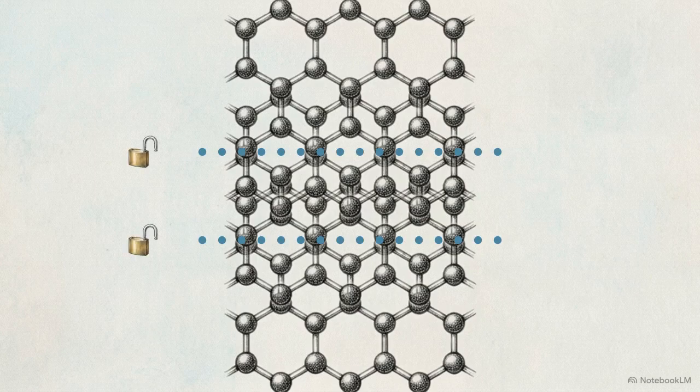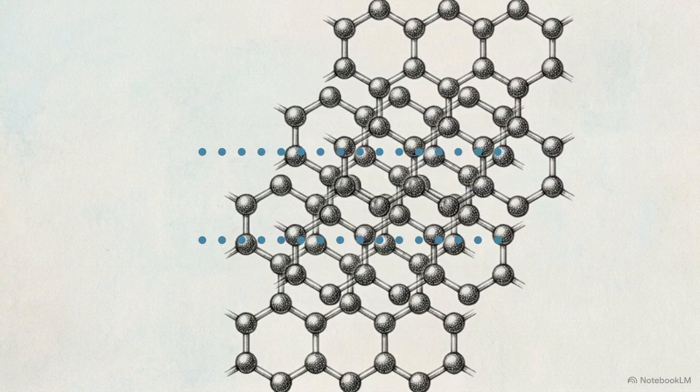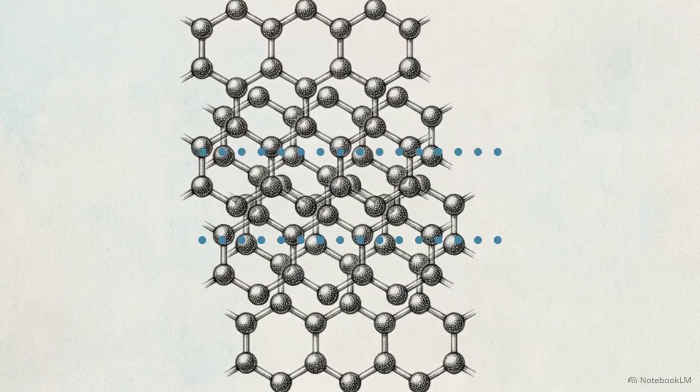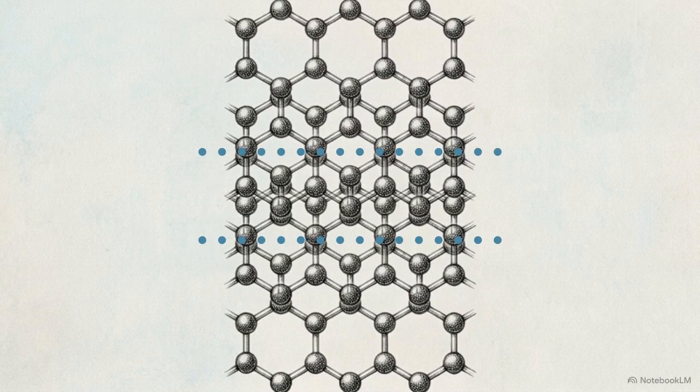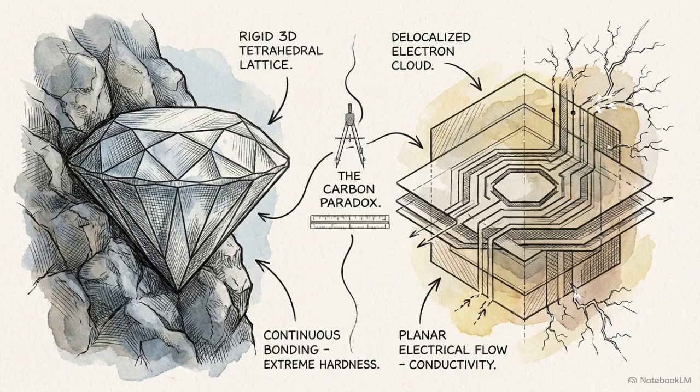Mechanically, the forces holding these layers together are incredibly weak. Under light pressure, the sheets shear and slide past one another. This allows graphite to act as a highly effective dry lubricant. Electrically, those unbonded electrons are highly mobile. When a voltage is applied, they flow rapidly between the layers, making graphite an excellent conductor despite being a nonmetal. This represents the carbon paradox. Material hardness relies on continuous 3D bonding, while electrical conductivity requires mobile, freely delocalized particles.